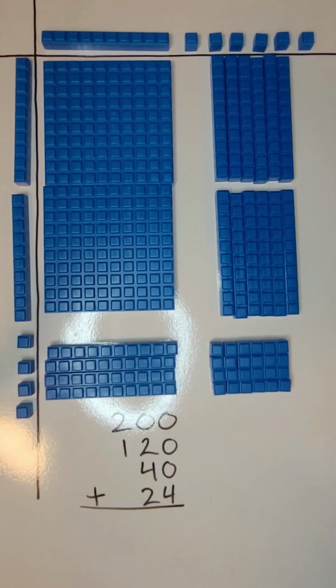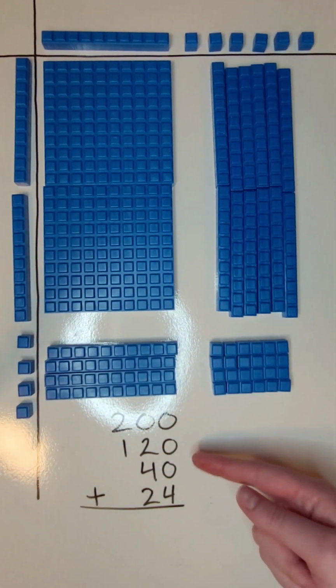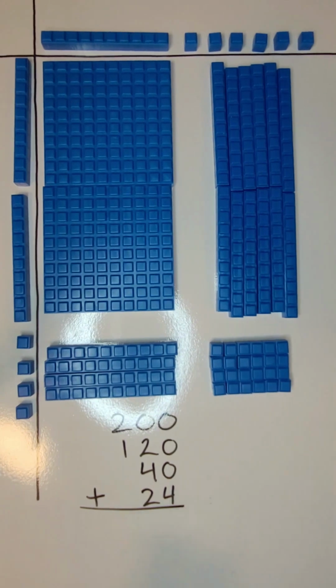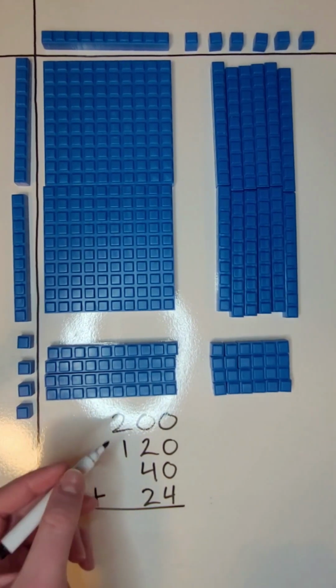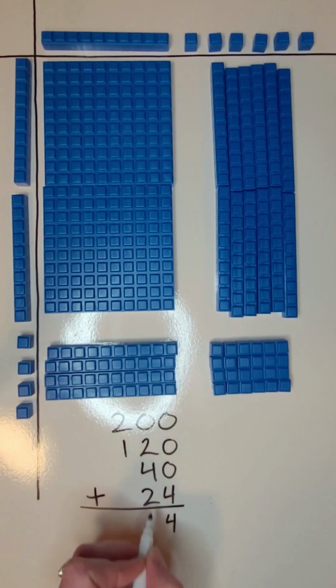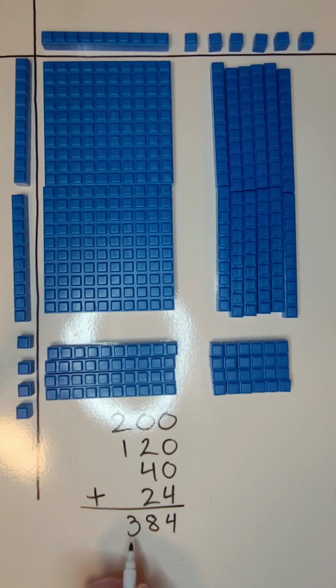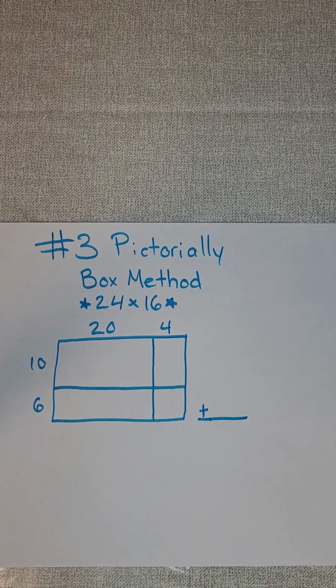And I've also put the 2 hundreds together, and then the 12 tens, 4 tens plus 24 ones. So if we're going to add this all together, there's 4 ones, 8 tens, and 3 hundreds, giving me a product of 384.